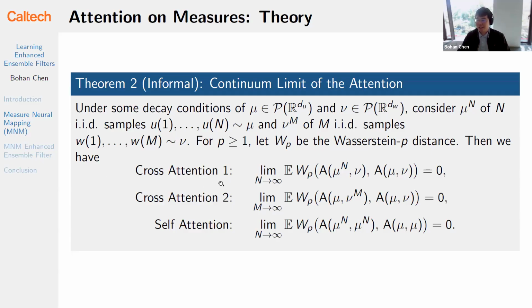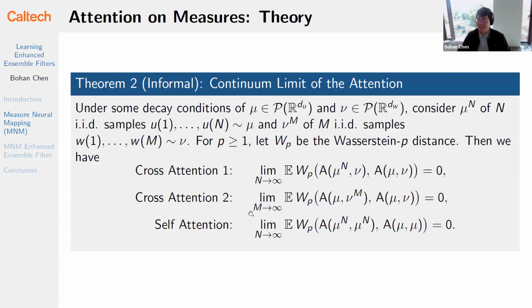The first one is on the cross attention of the first input. Here, all the expectation is with respect to these discrete samples. The expectation of the Wasserstein distance between this attention with the first input as the empirical measure, and this one where the first input is the continuous measure. The limit of this expected Wasserstein p distance will be 0.